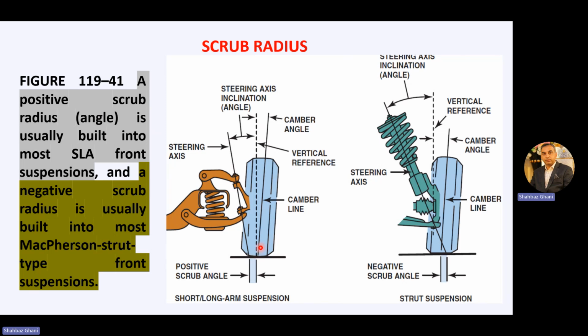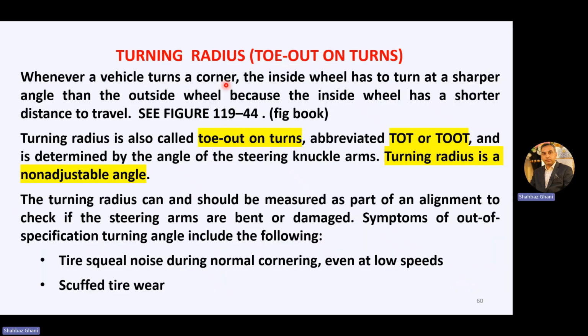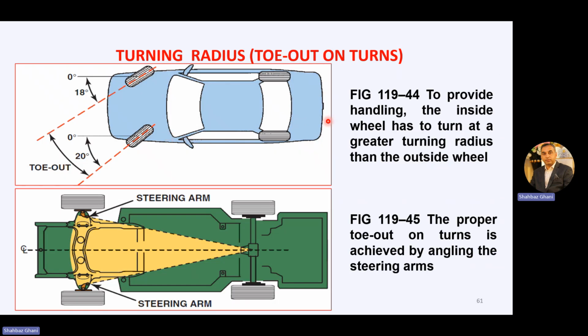And scrub is the distance. We have a positive scrub if, with a positive steering axis inclination plus camber, the steering axis and the vertical reference line meet with a distance between them. That is your positive scrub angle. And if we have this type of intersection, then we have a negative scrub angle. Then turning radius, toe out on turns. We have talked about this.